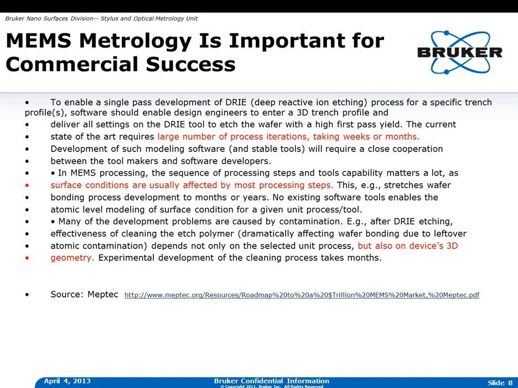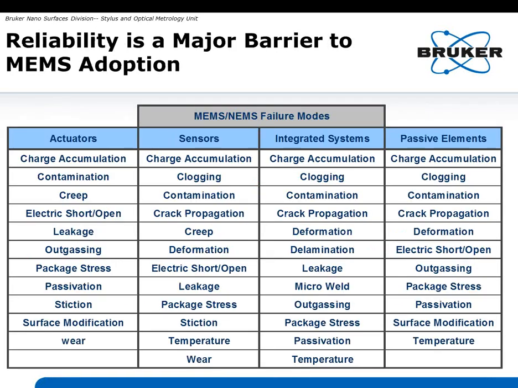And just as further validation, a MEPTEC report that came out last year highlighted a few areas where metrology of MEMS devices remains important, remains a barrier. So with MEMS development, there's large numbers of process iterations. Those can take weeks or months. Surface conditions are usually affected by the processing steps. And the device's 3D geometry actually has a significant effect on development problems with the MEMS devices, particularly contamination. And all of those really create a high demand for metrology in MEMS.